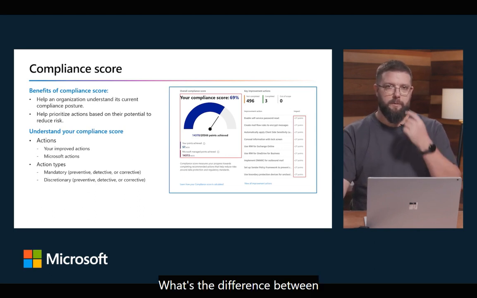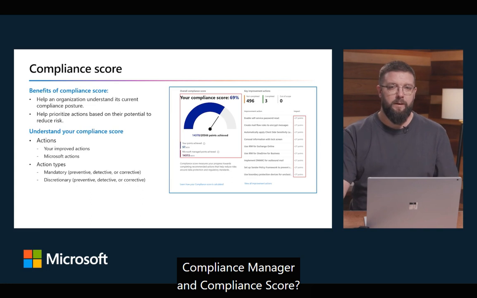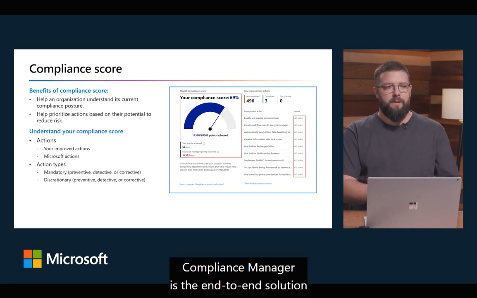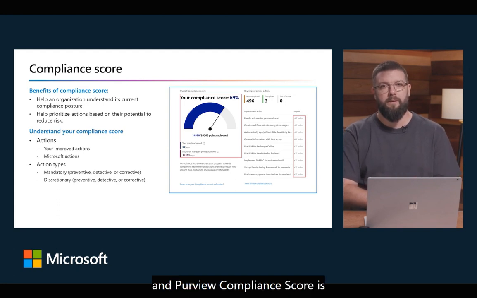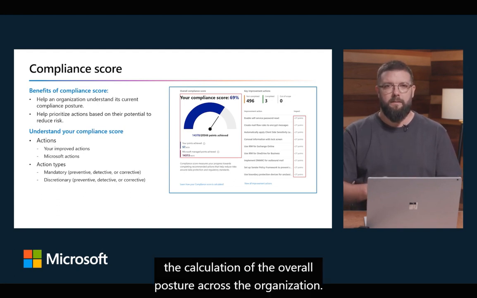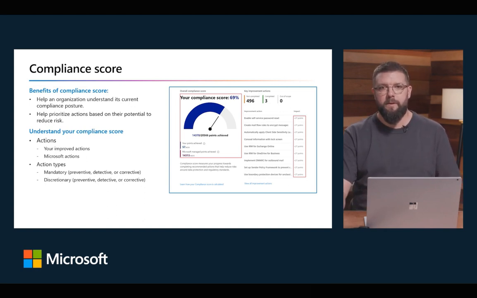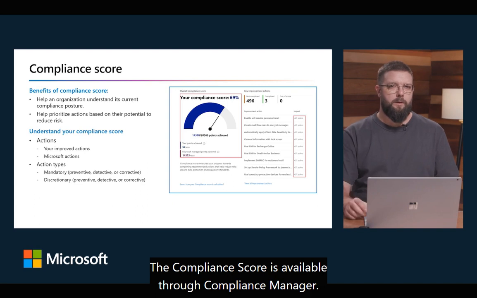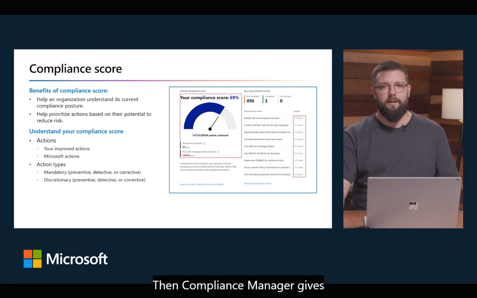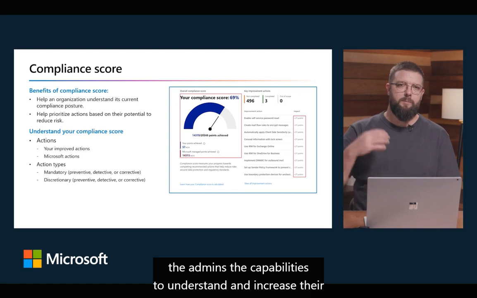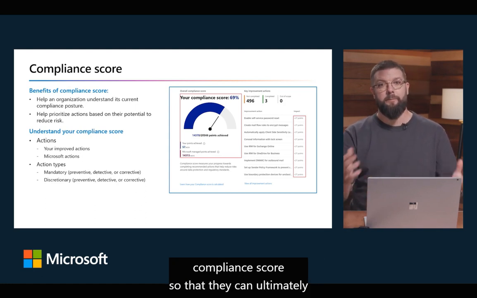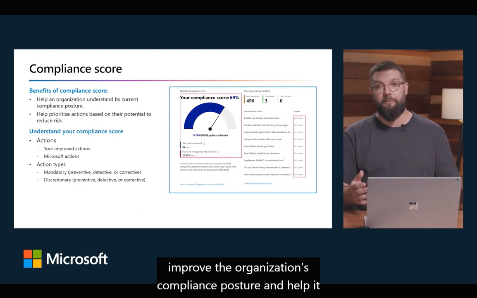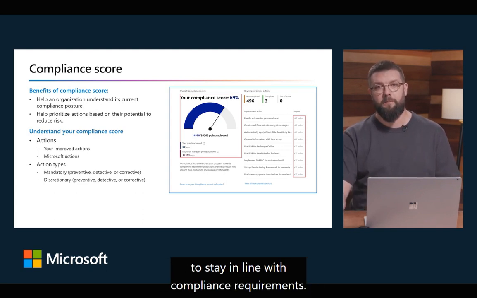So what's the difference between Compliance Manager and Compliance Score? Well, Compliance Manager is the end-to-end solution, and Purview Compliance Score is the calculation of the overall posture across the organization. So the Compliance Score is available through Compliance Manager. And then Compliance Manager gives the admins the capabilities to understand and increase their compliance score so that they can ultimately improve the organization's compliance posture and help it to stay in line with compliance requirements.